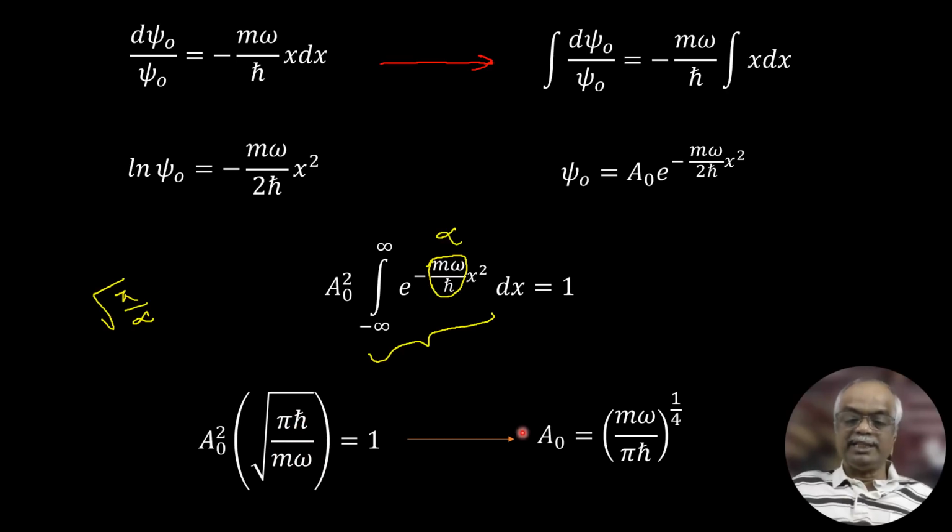Naturally, A naught is equal to the inverse of this, the square root of m omega divided by pi h-bar, so to the power 1 over 4. This is the A naught value. Now we have found A naught. Our next task is to find the first excited energy state.